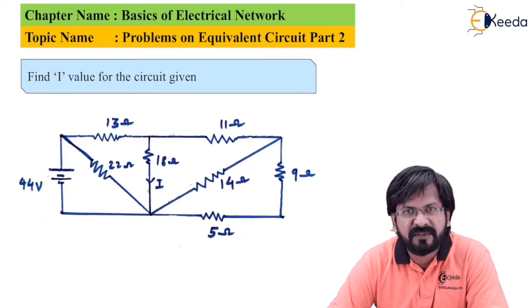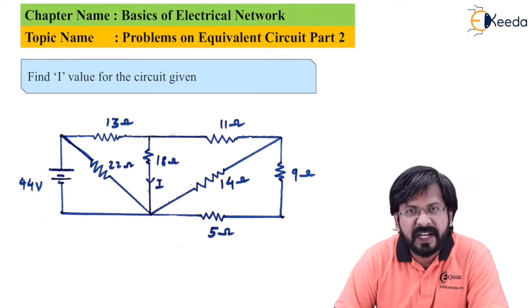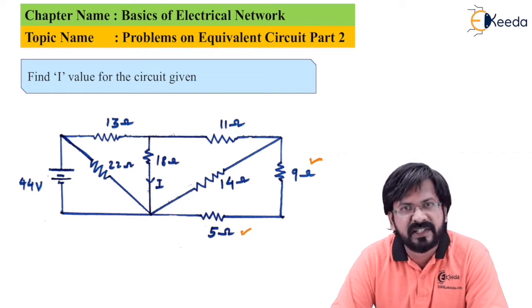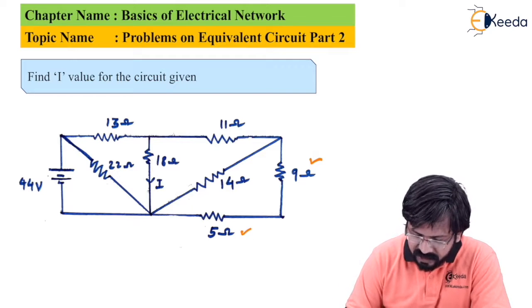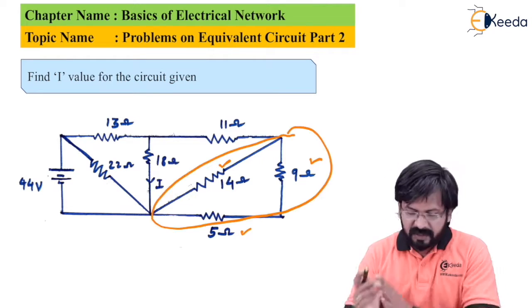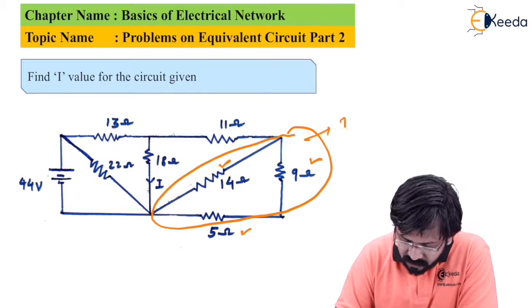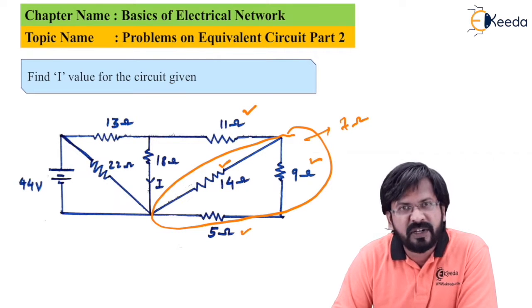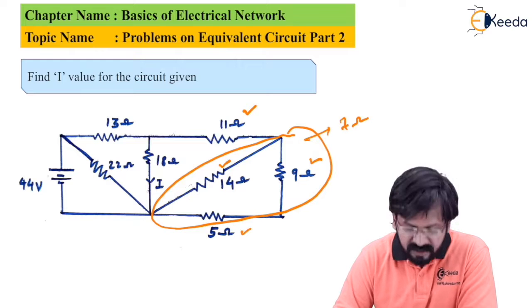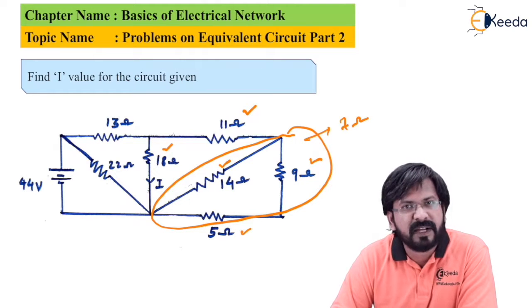You have to only observe the things that I am pointing towards. Check it out. 9 ohms and 5 ohms are connected in series. So 9 plus 5 will become 14. Now this 14 ohms is connected in parallel with this 14 ohms resistance, which will effectively become 7. Now the equivalent resistance, which is 7 ohms, comes in series with this 11 ohms, which will ultimately become 18 ohms. Now this 18 ohms comes in parallel with this 18 ohms, and will effectively become 9 ohms.